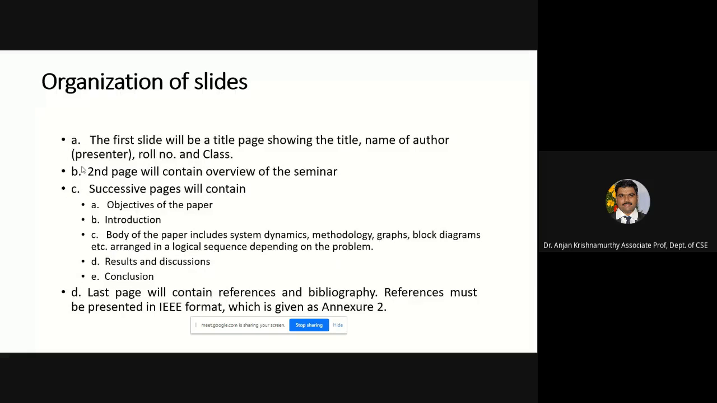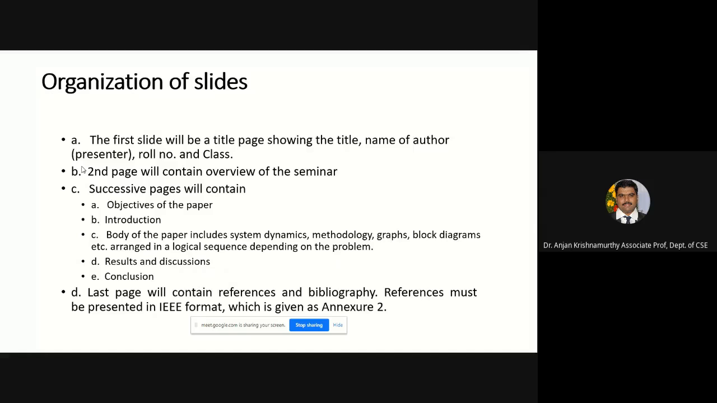Okay. Now, how should your slides be organized? The slides must have the title, the name of the author who is presenting it, the roll number, the class, whatever it is, and if possible, the logo of the institution. These are some things which will always make the presentation more readable, right?